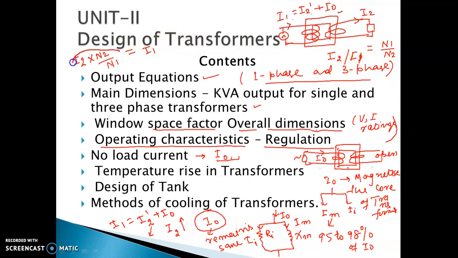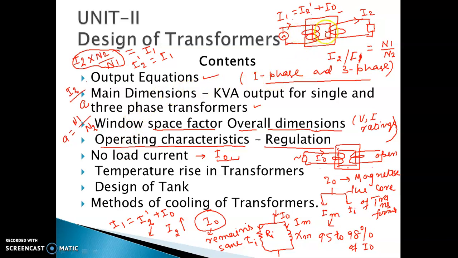So this whole thing is called I2 dash equal to I1. It means this current is the secondary current referred to the primary side, which is equal to I2 multiplied by N2 by N1. This N2 by N1 is called 1 by A. A is called the turns ratio, where A equals the turns ratio N1 by N2.